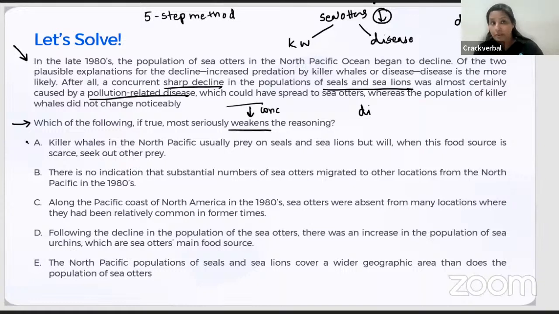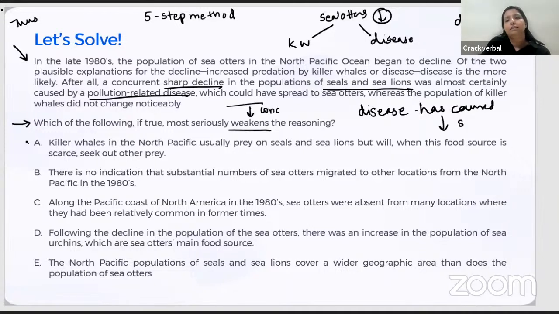Now, you'll notice that in this particular argument, unlike the ones we saw so far, there was no "thus" or "therefore" and so on. We have to figure out the conclusion. We have to simplify. The conclusion is that disease has caused the reduction in the sea otter population. Okay, that's it. I'm going to hold on to A.